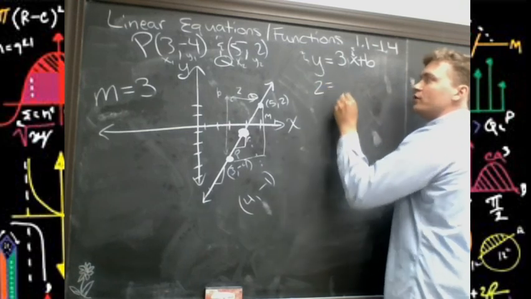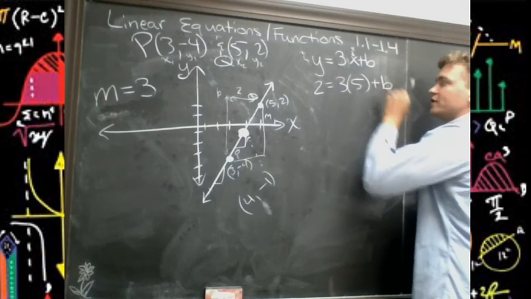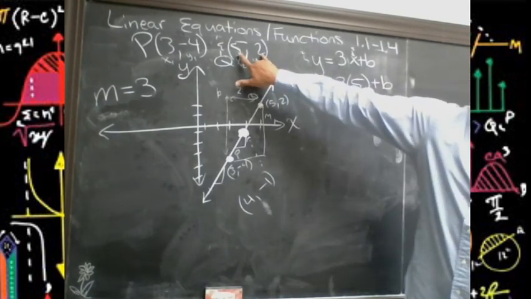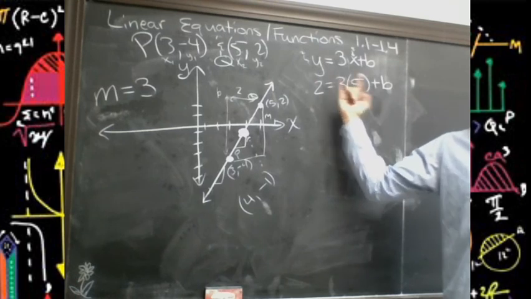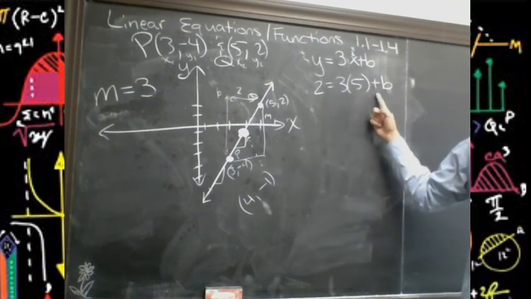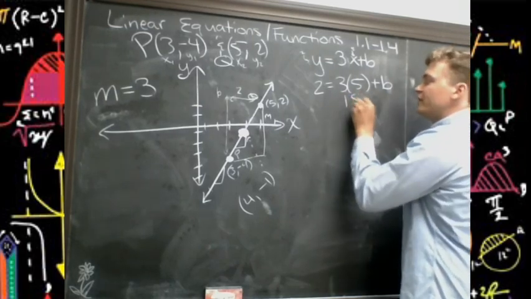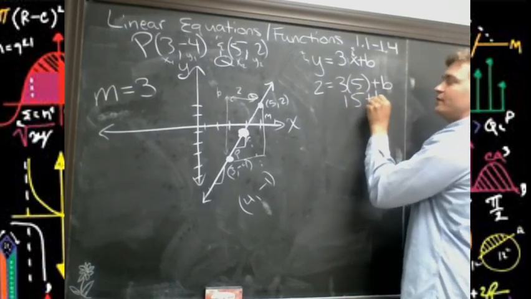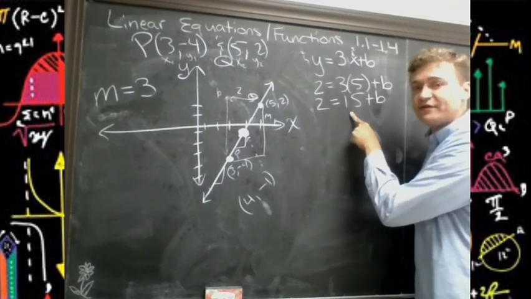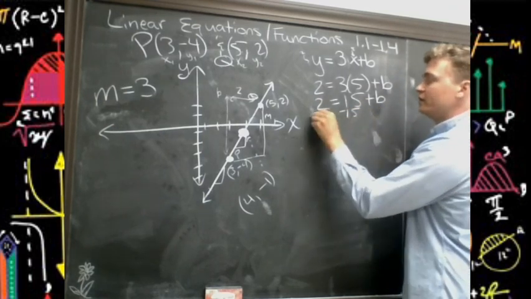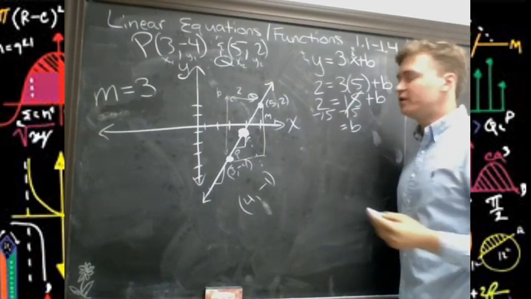2 equals 3 times 5 plus b. Notice again, I took this ordered pair, I grabbed the coordinates, and I plugged them into x and y respectively. Now we're going to solve for this lonely variable b. 3 times 5 is 15. So 15 plus b equals 2. To get b by itself, because we are adding 15, let's subtract 15. What does b equal? 2 minus 15.